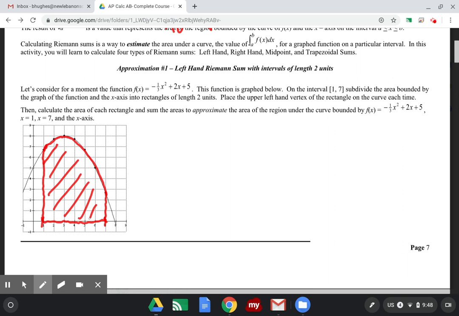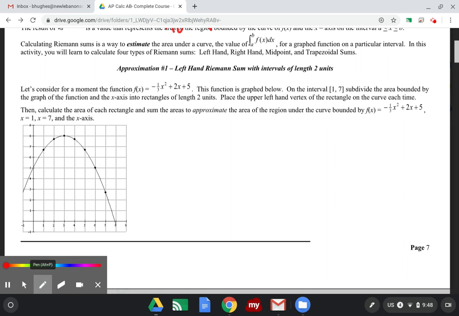In the next lesson, we're going to figure out how to get the exact answer, but for right now, we're just using estimates. So to start, a left-hand Riemann sum with subintervals of 2 units. If I go from 1 to 7, the rectangles that I'm going to be drawing are 2 units wide. Because it's a left-hand Riemann sum, we draw the rectangles with the top left-hand point of each rectangle touching the curve every single time, and the width has to be 2.